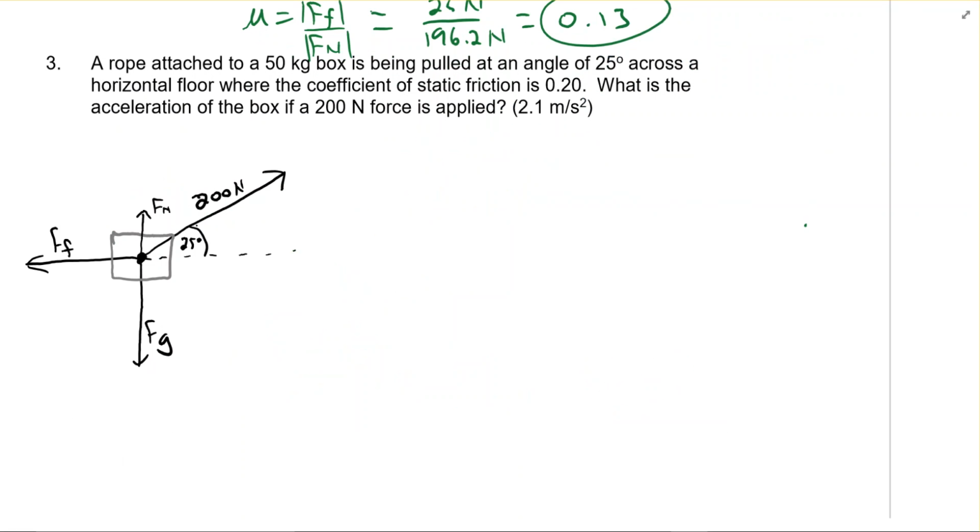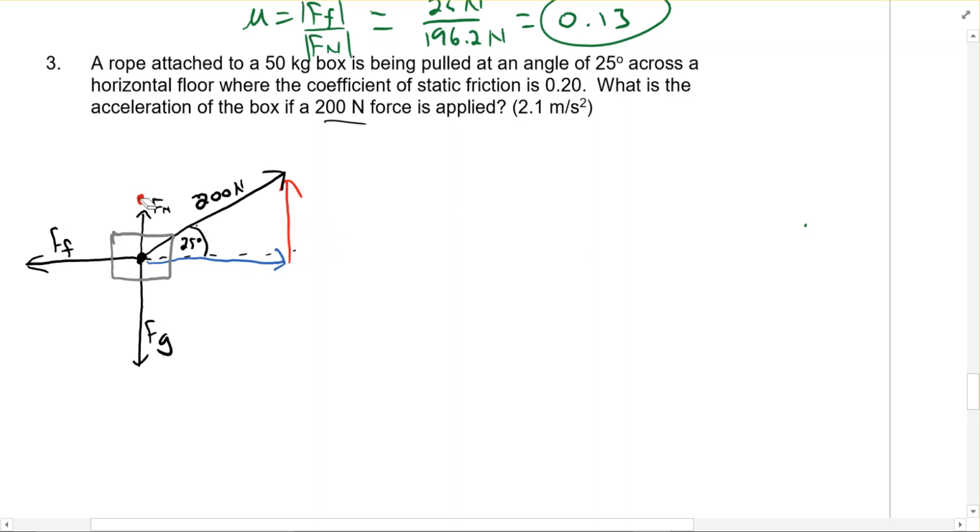Okay, number 3. It says a rope is attached to a 50 kilogram box that is being pulled at an angle of 25 degrees across the horizontal floor, where the coefficient of static friction is 0.2. What is the acceleration of the box if a 200 newton force is applied? So here's my free body diagram. I have Fg going down. Notice that Fn isn't the same length as Fg this time. And the reason for that is because I'm going to split this vector into its components, right? Into its x and its y components. Fg would be equal to this vector plus this vector, right?